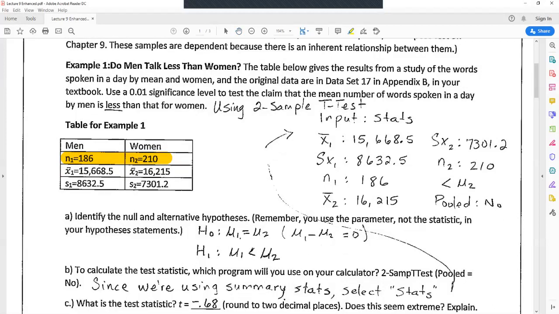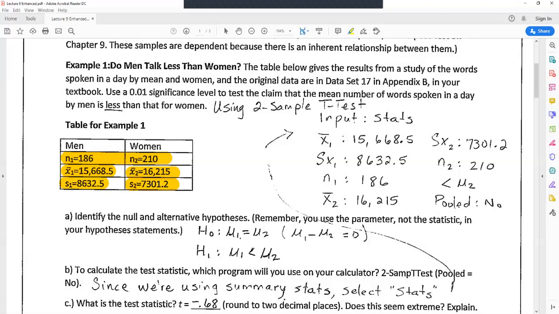And they found that the average number of words spoken by men in a day is 15,668.5. And the average number of words spoken by a woman on average in a given day is 16,215. The sample standard deviation for men is 8,632.5, and the sample standard deviation for the women is 7,301.2.